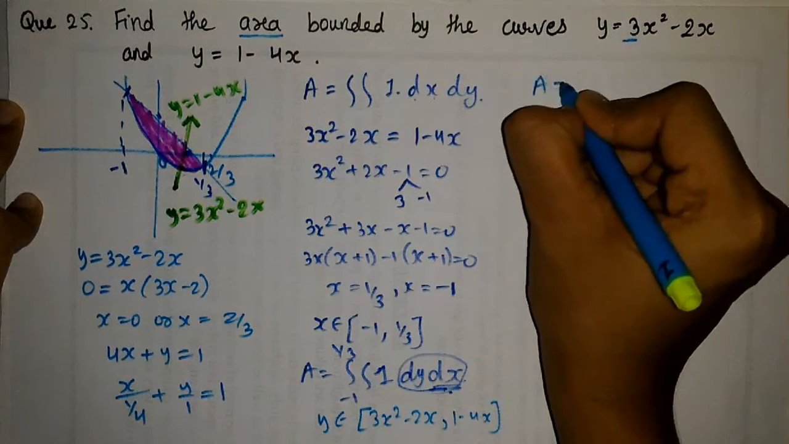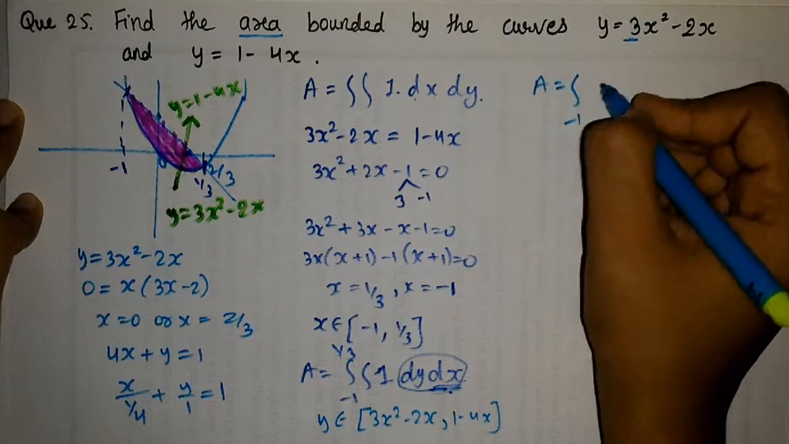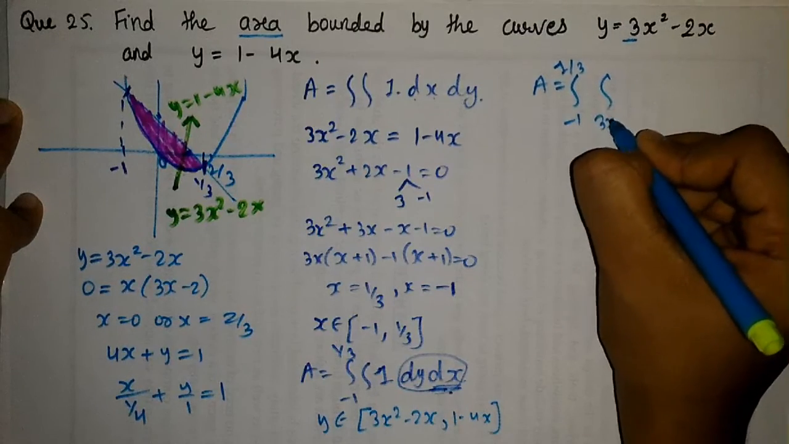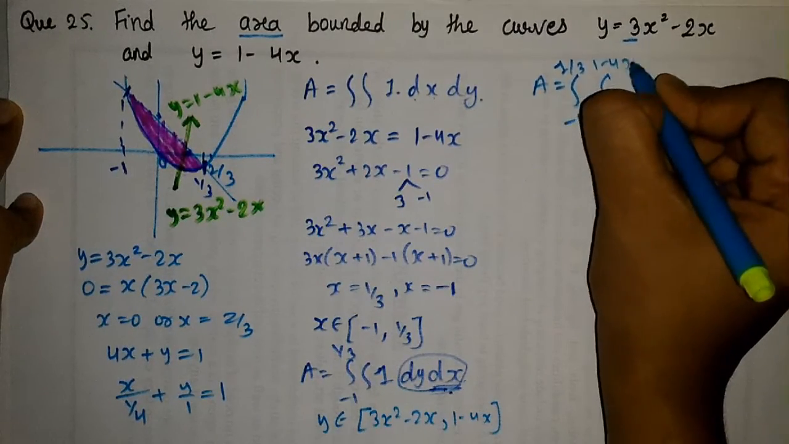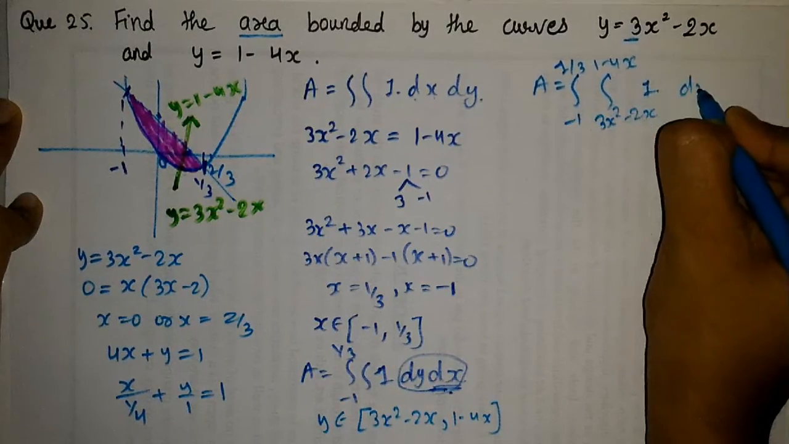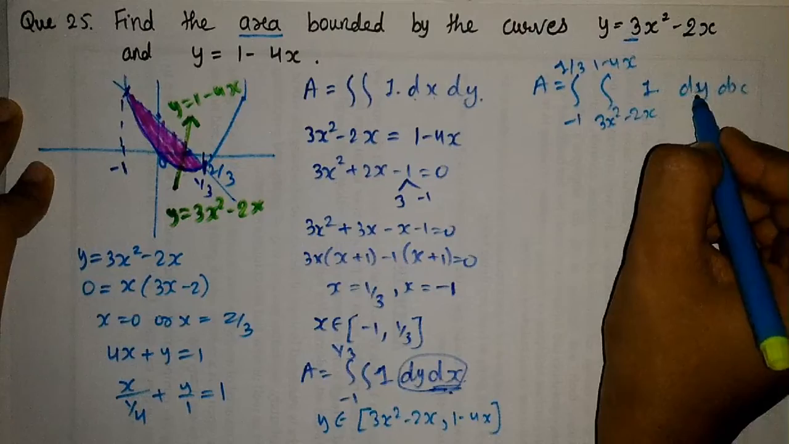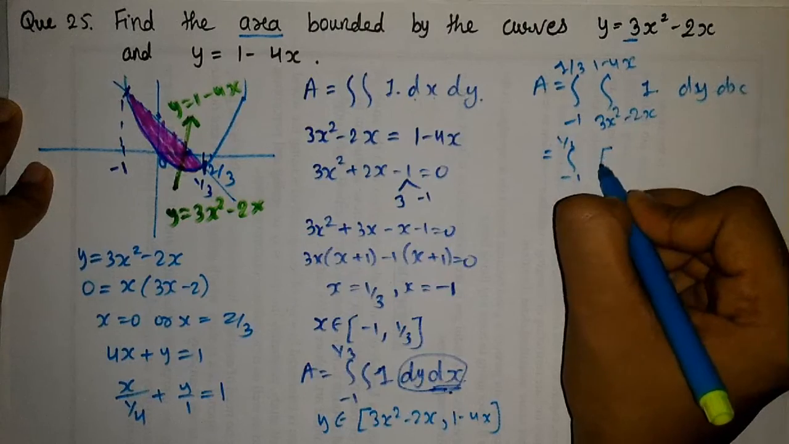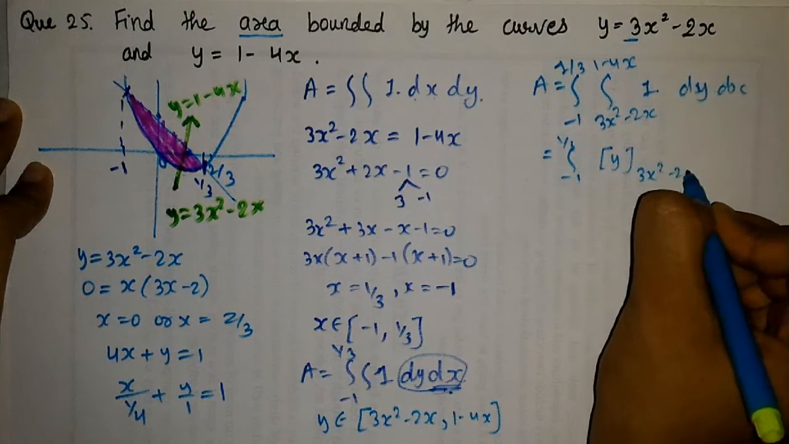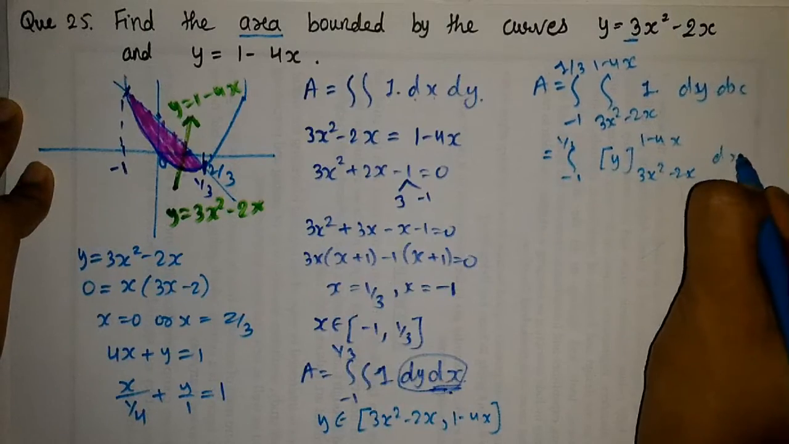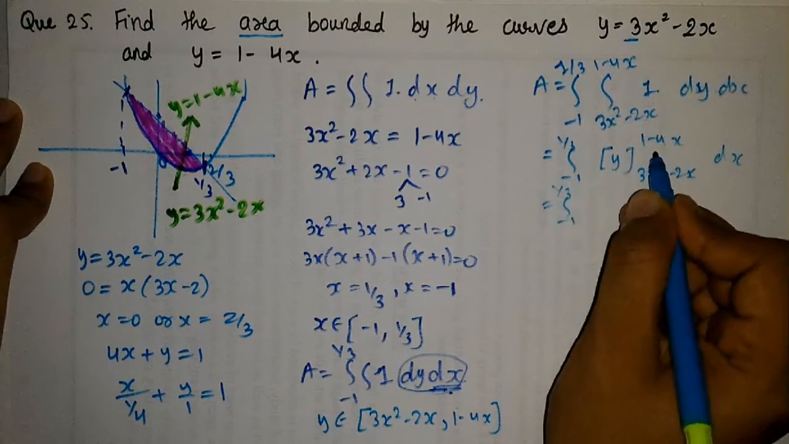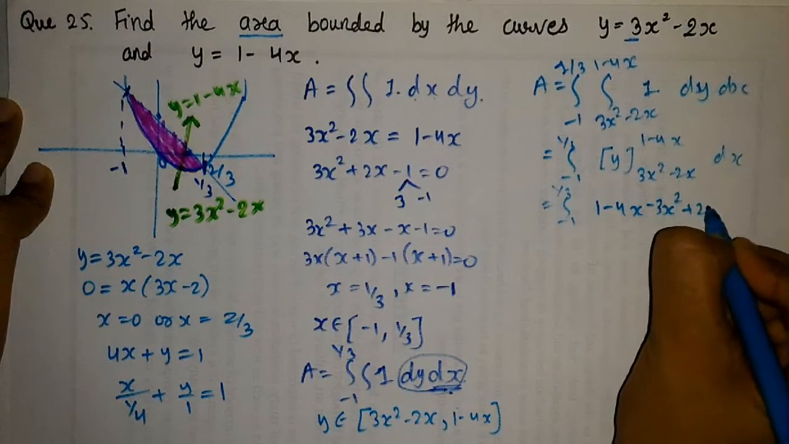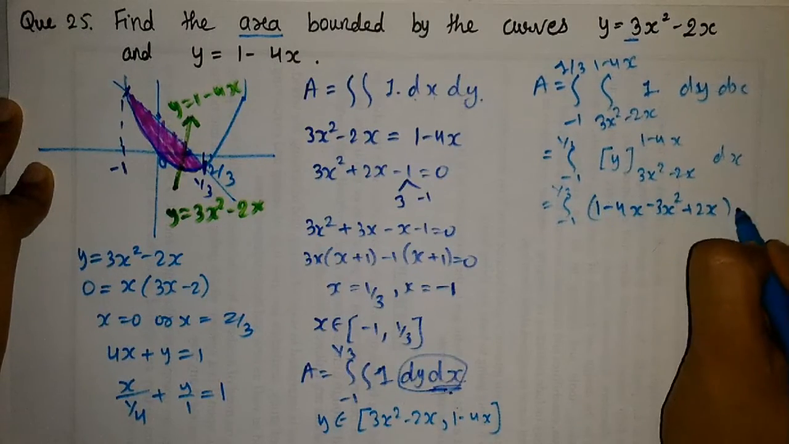Now area is equal to double integration, x limit is minus 1 to 1 by 3, y limit is 3x square minus 2x to 1 minus 4x, into 1 into dy dx. Now integrate this term with respect to dy. We get y only, integration of 1 with respect to dy is y. Its limits are from 3x square minus 2x to 1 minus 4x into dx. Now put the limits, we get upper limit minus lower limit. So 1 minus 4x minus 3x square plus 2x, upper limit minus lower limit, into dx.